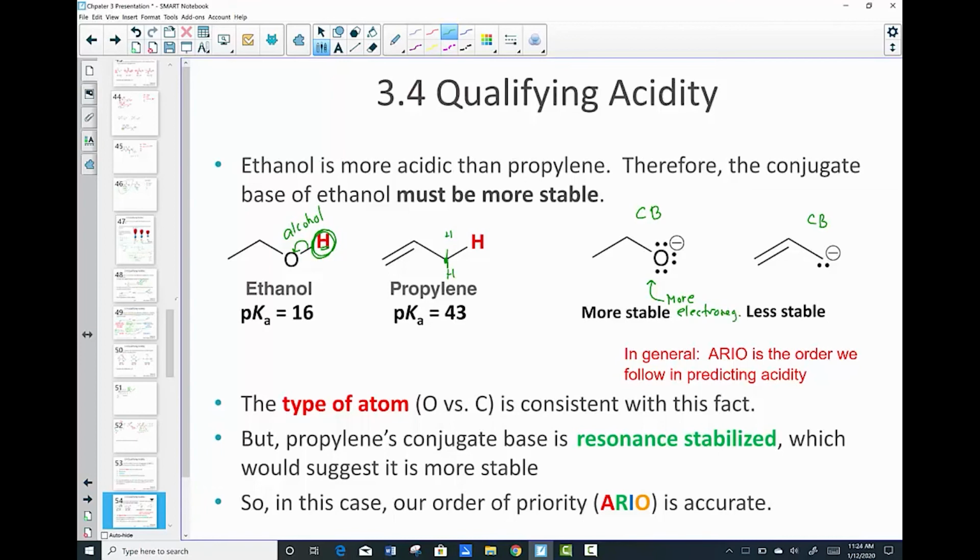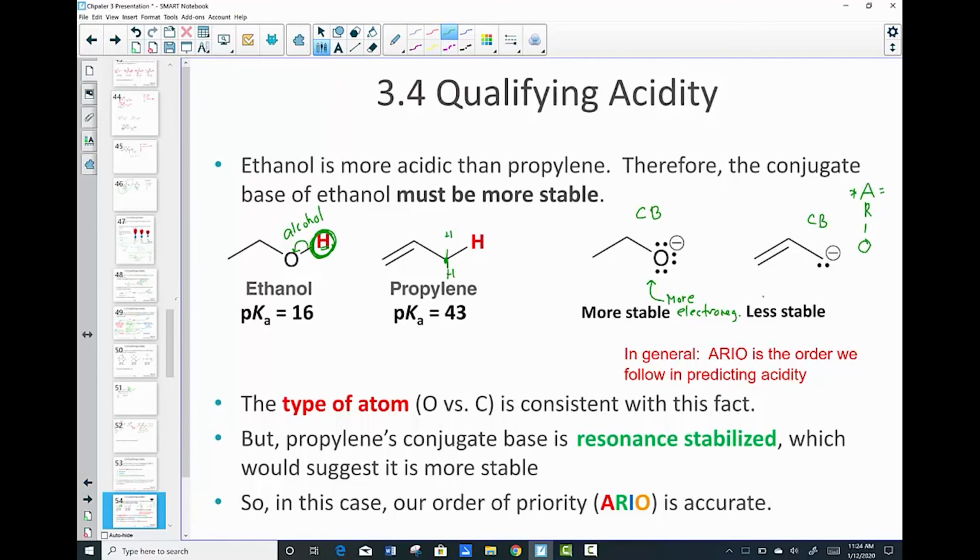The type of atom is consistent with this fact, even though for propylene, if I go down the list, ARIO, the first consideration is the atom. We were able to make a judgment right off the first criteria and say, wait, oxygen, more electronegative than carbon. Stop the bus right there and select the more electronegative element. If I chose to keep going and went to the R next, even though I made a decision, let's just say I'm oblivious to saying, oh, stop right there, I'm going to go down to R.